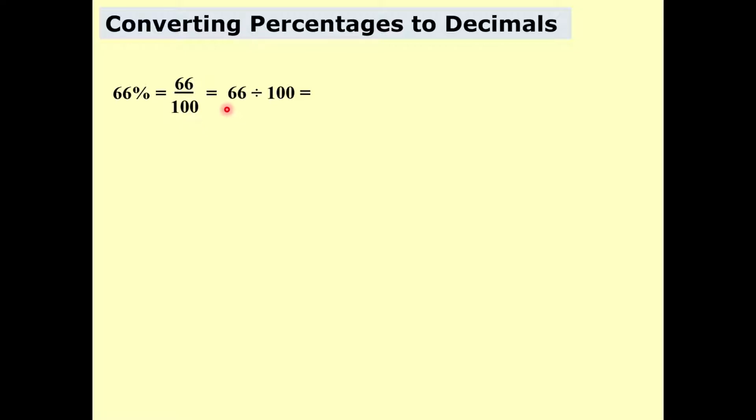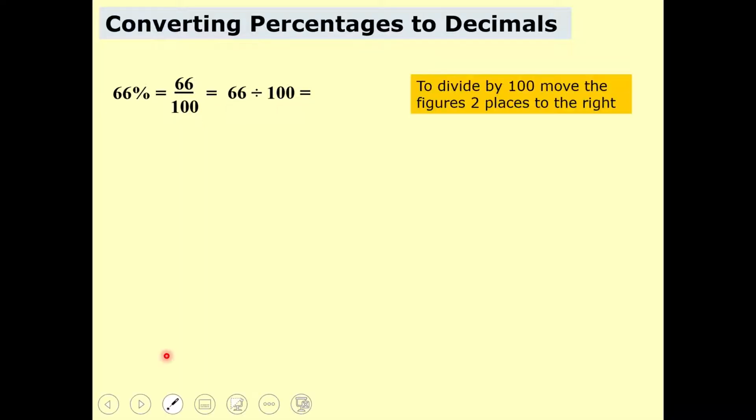And we can do this without a calculator because we know that when we divide by 100, we are moving all figures 2 places to the right. So if we've got 66, your tens and your units, 2 places to the right, so your units will become your 100ths and your tens will become your tenths. Moving 2 places to the right to get 0.66.